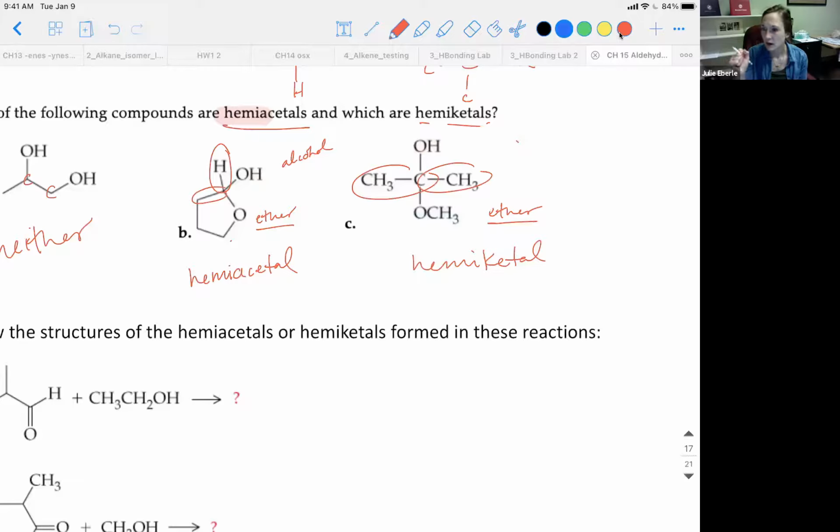Okay, once you see the carbon that you need to focus in on, because it's the carbon bonded to the alcohol and the ether group, then look at the other 2 bonds. Ask yourself, do I have a hydrogen bond and another carbon bond, or do I have 2 carbon bonds? For here, one is to a hydrogen and the other is to a carbon. But over here, they're both carbons. You see that? That's what differentiates the hemiacetals from the hemiketals. Okay, thank you.